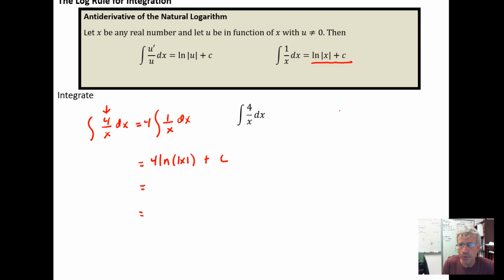And then log rules, so we want to remember that we have the rule that if we have a times the log of stuff, this is the same as the natural log of stuff to the a power. So we can bring the coefficient on the natural log into the parentheses and attach it as an exponent to whatever the stuff is on the inside. So this can actually be rewritten here as the natural log, parentheses, of the absolute value of x raised to the 4th power, plus a constant of integration.